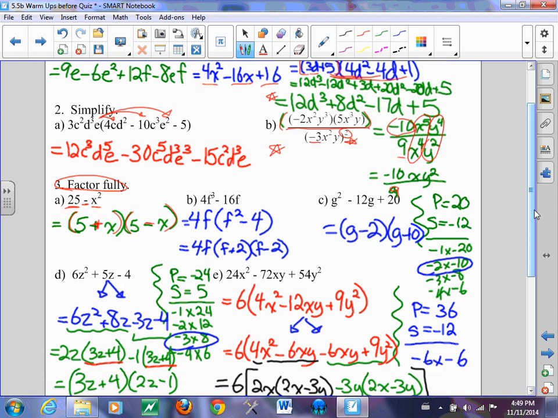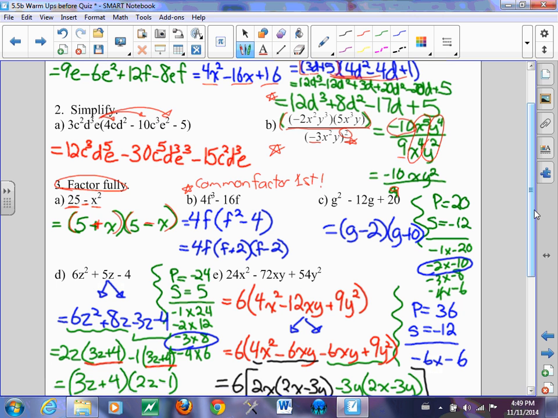Take the square root of the last and put it in the last spot in each bracket. Moving on to B, ladies and gentlemen, you might recognize this as difference of squares, but the problem is these aren't perfect squares. So always, method number 1, common factor first. Put that in your brain for when you do your quiz and when you do your 5A test.